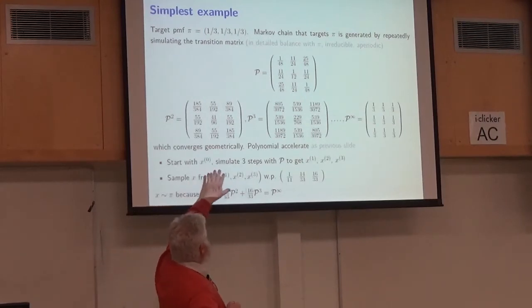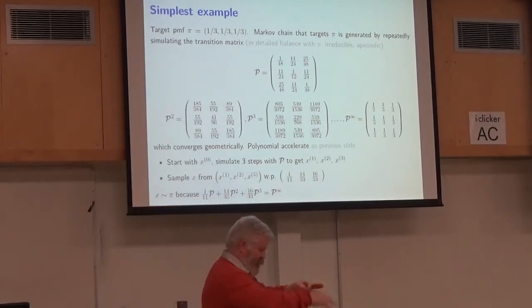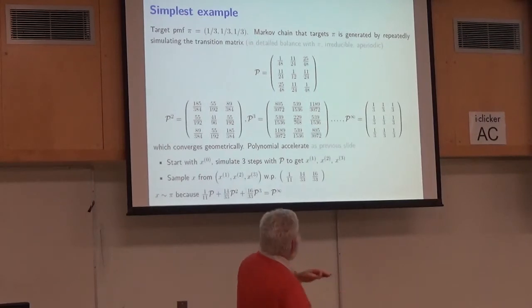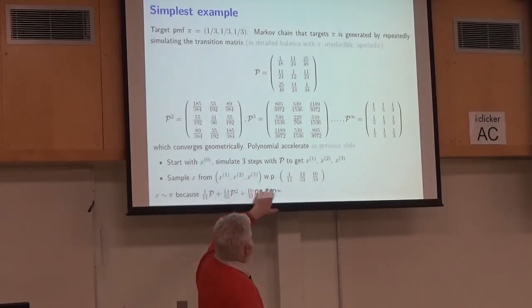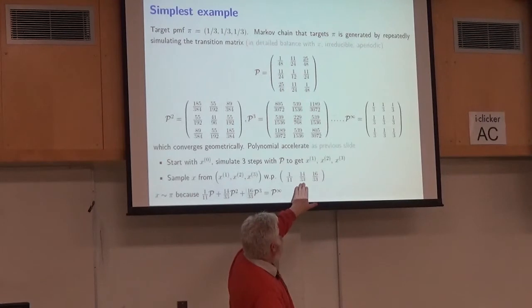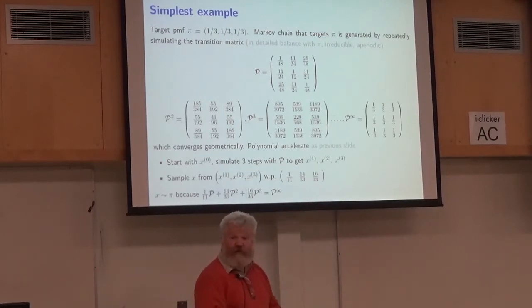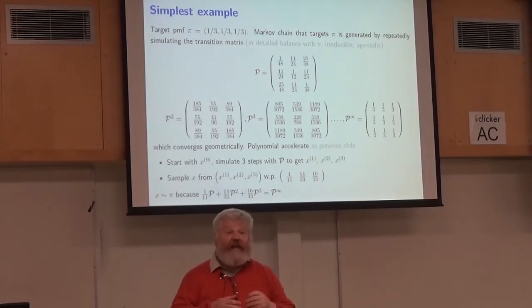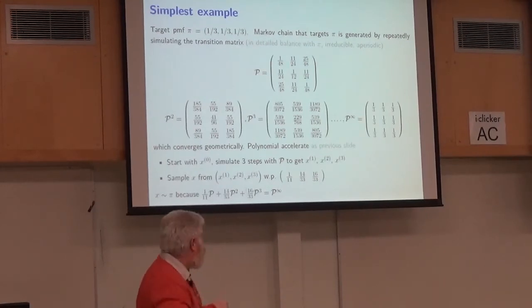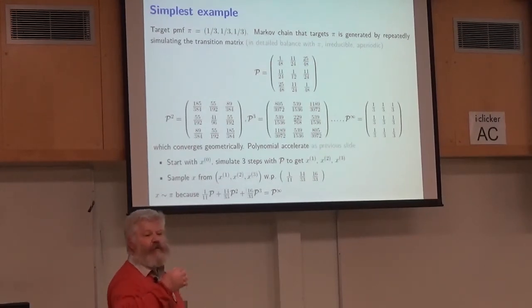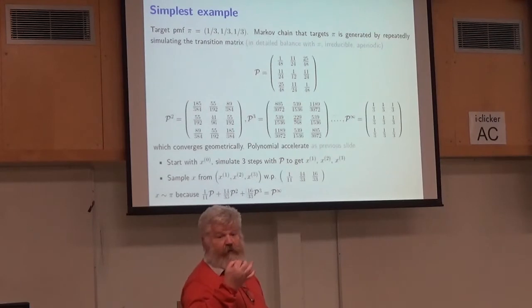So I'm going to start with x naught, take 3 steps. So I get P, I get x1, x2, x3, and I'm going to subsample those with these weights: 1 upon 11, 14 upon 33, 16 upon 33. If I subsample with those weights, ding, the thing I get is precisely a sample from the correct distribution.